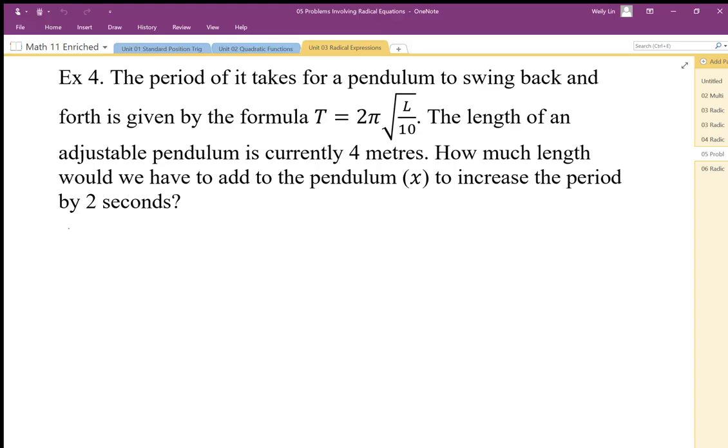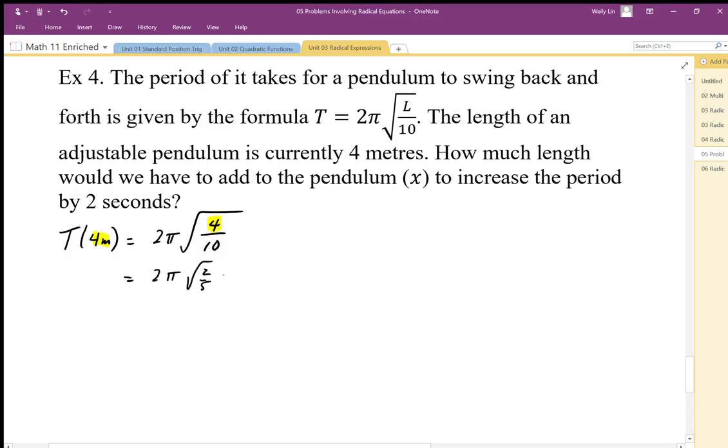So we're going to first of all just find out the period when the length is 4 meters. Okay, and so we're just going to plug the 4 meters into our equation. 4 meters divided by 10. I'm just going to highlight that. That 4 is the length that we plugged into the equation. And when we solve this, this is going to be 2 pi root 2 over 5. Okay, we'll just leave it like that.